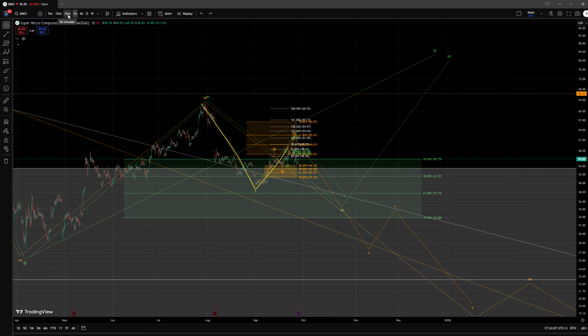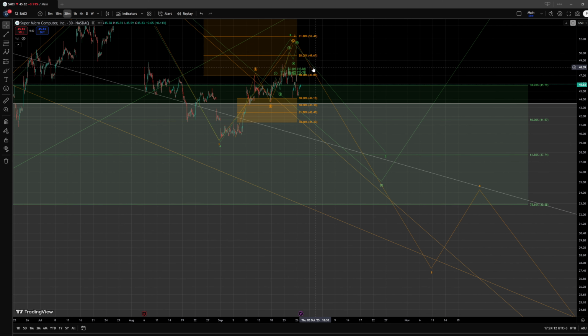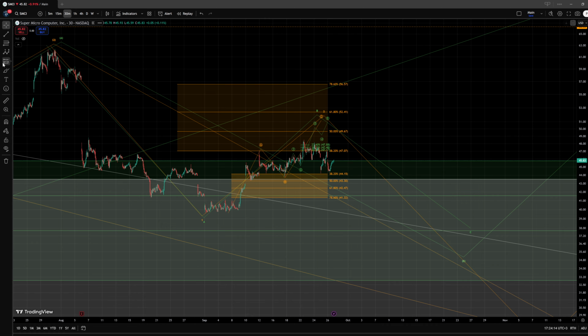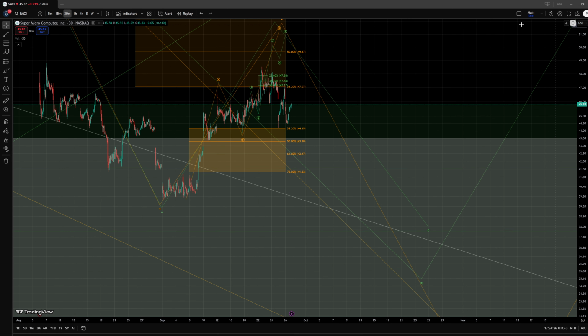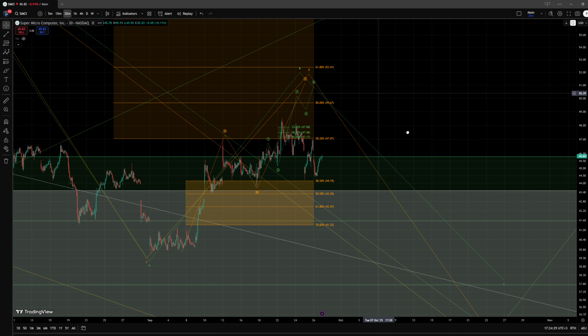But this is actually where I want to add some updates in this video, because in the previous video I was exploring the idea that we had here a correction in the A wave, then a B wave down here, and then we could have been looking at a larger C wave to the upside. I had an ideal target for it. I removed it, but it doesn't matter anymore because it didn't play out.